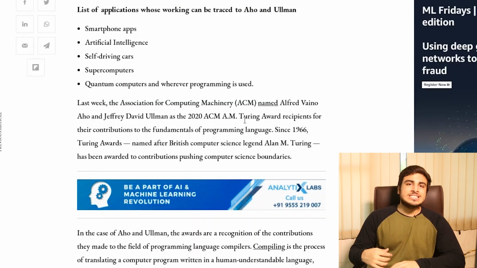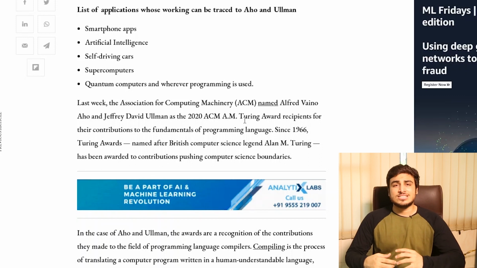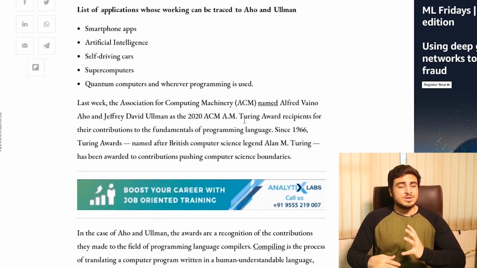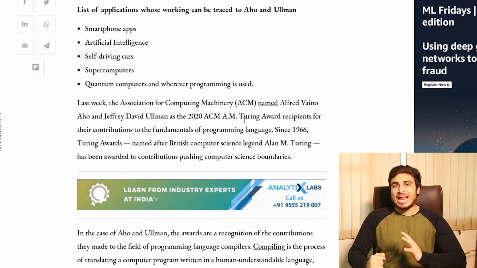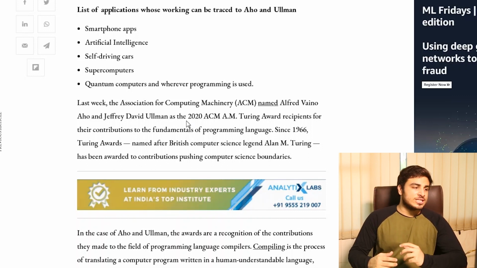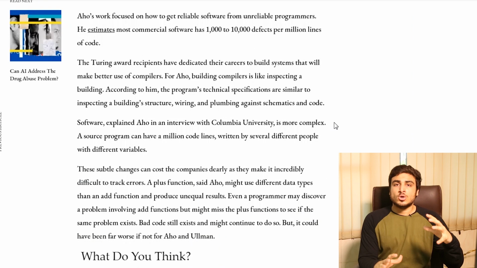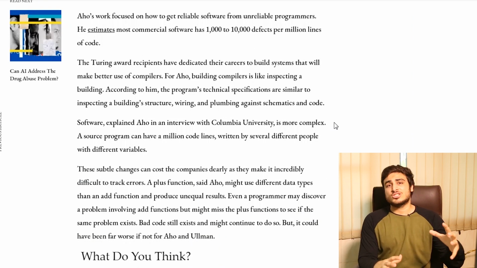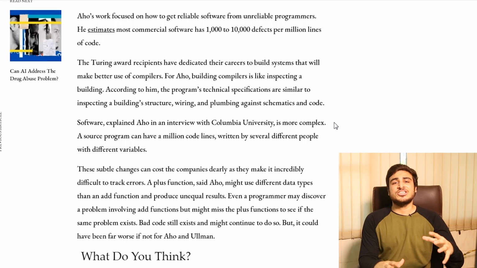The Turing Awards have been awarded since 1966, named after the British computer science legend Alan M. Turing, and they are awarded to people that are pushing the computer science boundaries. So it is very heartwarming to hear that these two gentlemen are receiving the recognition that they deserve. So that's about it. Those were all the stories that I have for you today.